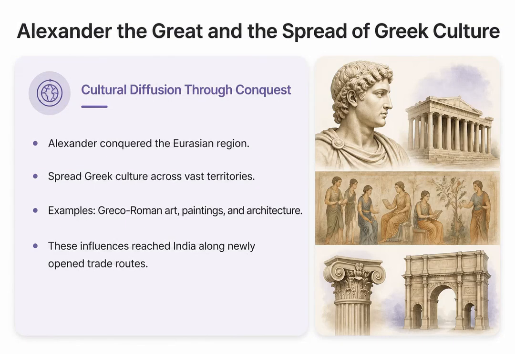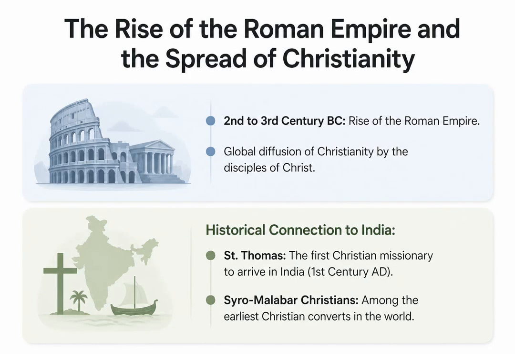Aristotle's student Alexander the Great absorbed this entire intellectual framework. As he set out to conquer the known world, largely the Eurasian region, he didn't just bring armies, he brought culture. After conquering a territory, Alexander actively spread Greek culture. This cultural diffusion is why we see Greco-Roman art, paintings, and architecture spread across vast distances, eventually reaching as far as India along the trade routes that Alexander's campaigns opened up. After Alexander, the Greek Empire eventually fell, making way for the rise of the Roman Empire around the 2nd to 3rd century BC.